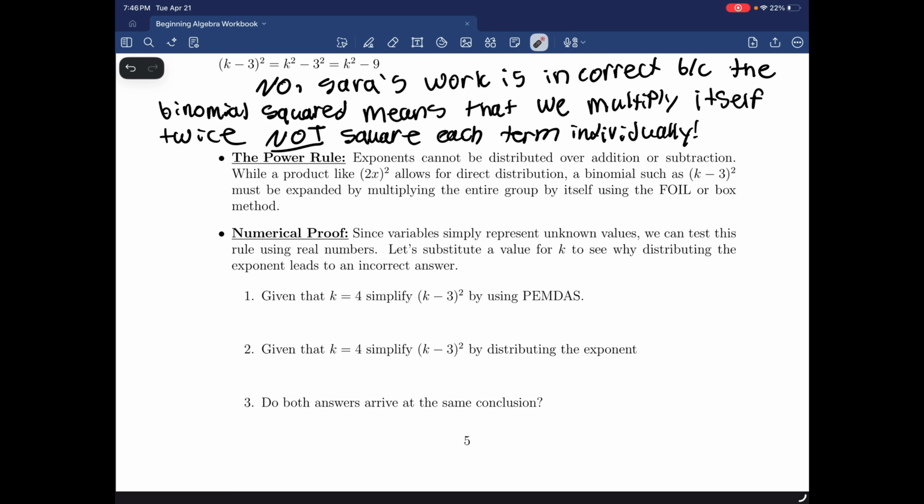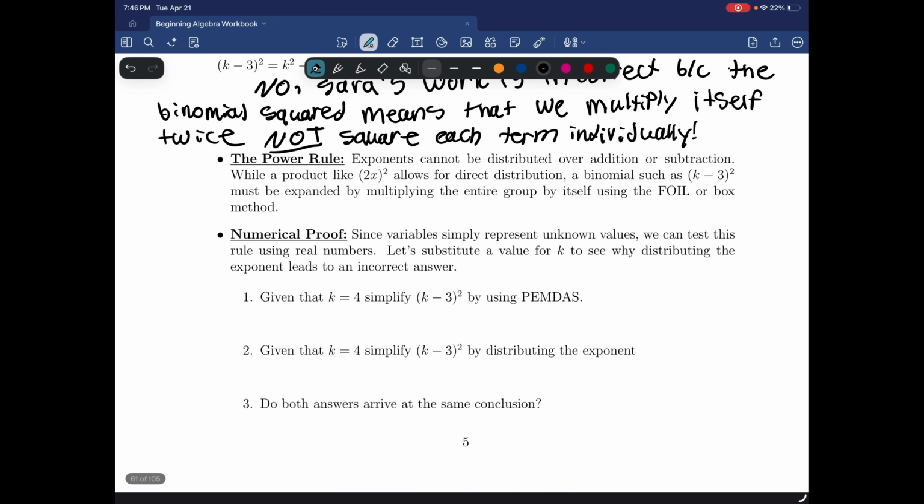Since we know that variables simply represent unknown values, we can test this rule using real numbers. So we're just going to substitute a value in for k and see why distributing the exponent leads to an incorrect answer. For example 1, given that k equals 4, simplify the expression k minus 3 all squared using PEMDAS. Since k equals 4, I'm going to substitute it in. So we're going to have 4 minus 3 all squared.